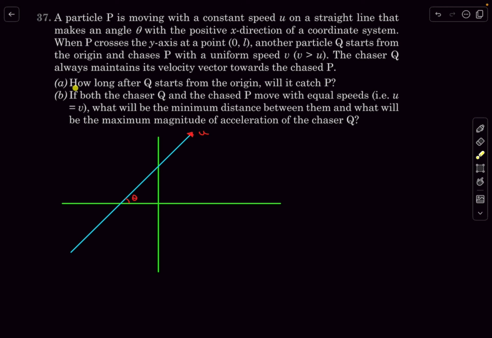So in the first question, they're asking how long after Q starts from the origin will it catch P? So basically we have to figure out the time of catching. And in the second question, they are slightly modifying the situation, and we are saying the cat and mouse both have a speed of v. So basically our mouse is present over here at (0, L), and this line makes an angle of theta with the horizontal once again. And the cat is actually present at the origin, and it is about to chase the mouse.